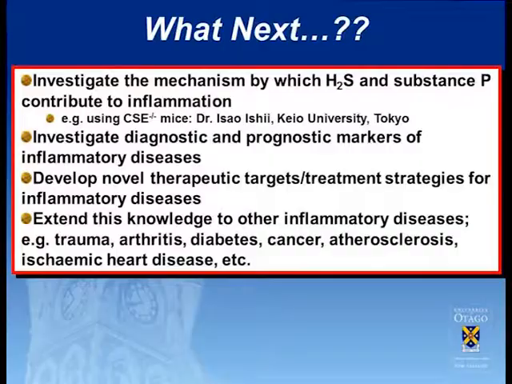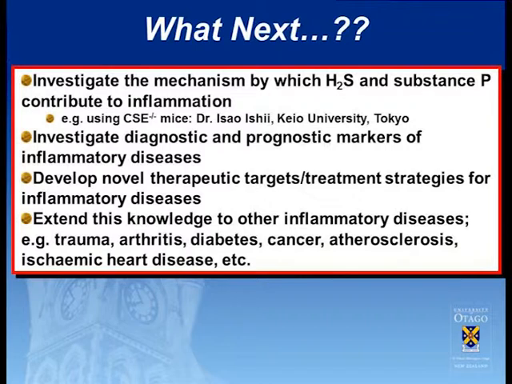Finally, so where do we go from here? It's important that we are able to investigate the mechanism by which hydrogen sulfide and substance P contribute to inflammation, because there's a lot that we still don't know about what goes on in the inflammatory process, and there is a lot of molecular work involved with this, and there are things that I left out of this lecture because I didn't want it to become a very technical lecture, but we do need to know how H2S and substance P are contributing to inflammation in different conditions.